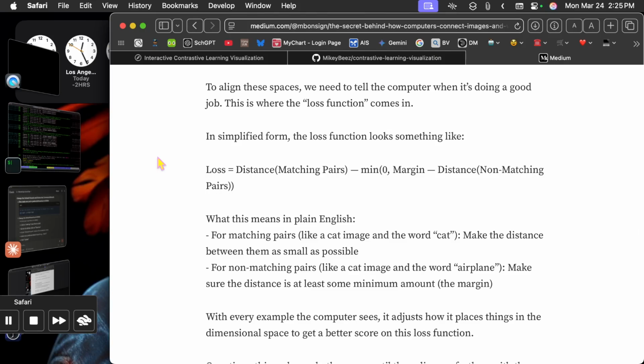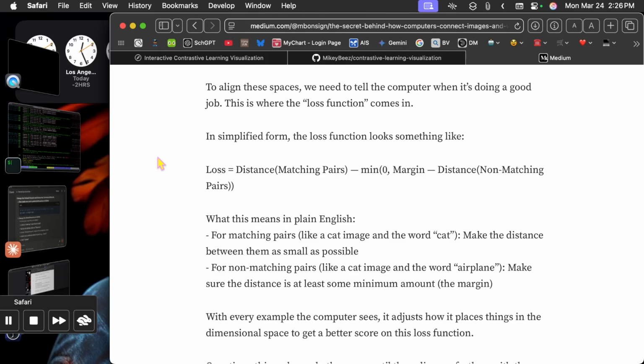In simplified form, the loss function looks something like: loss equals distance(matching pairs) plus min(0, margin minus distance(non-matching pairs)). What this means in plain English: for matching pairs, like a cat image and the word "cat," make the distance between them as small as possible.